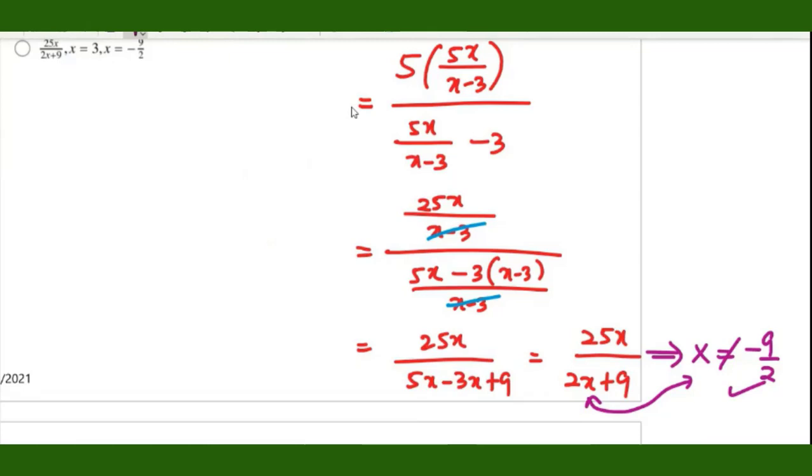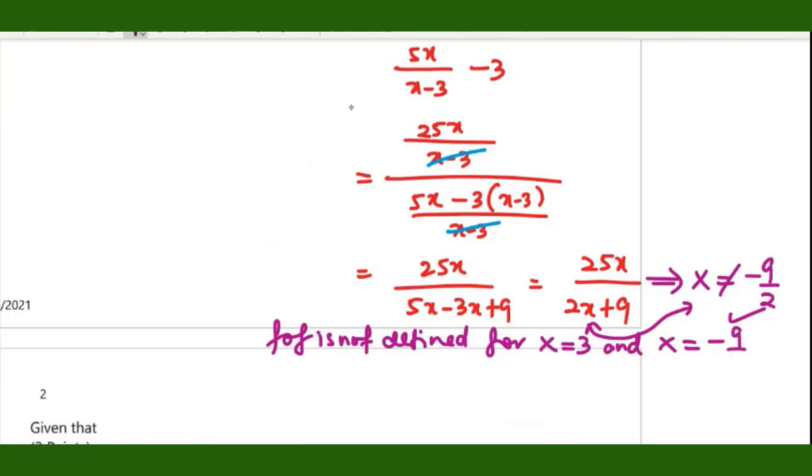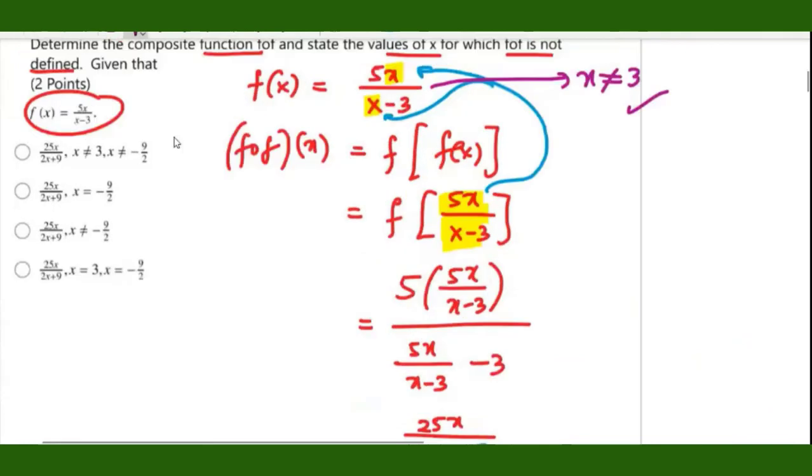These two values of x make the function undefined. So f of f is not defined for x equals 3 and x equals negative 9 over 2. So the answer should be this.